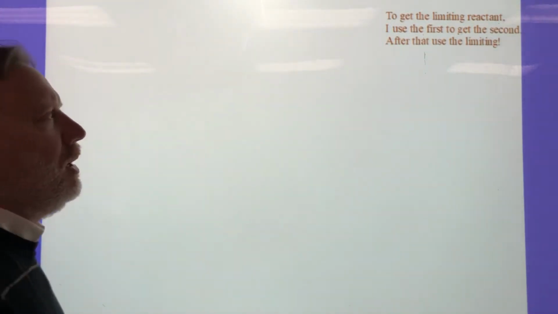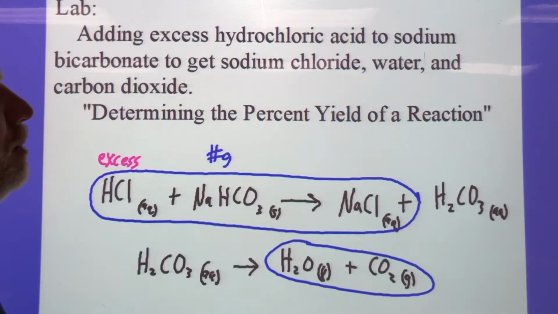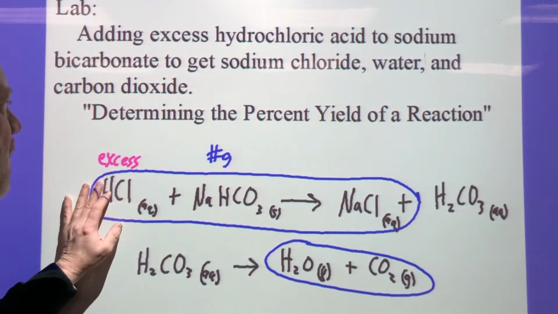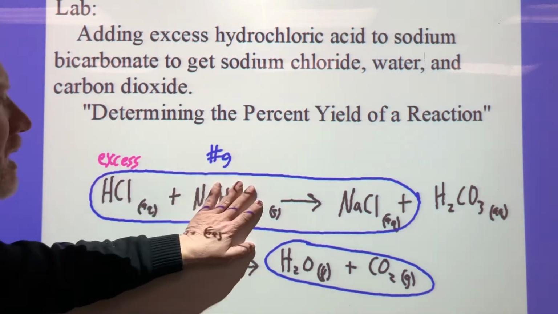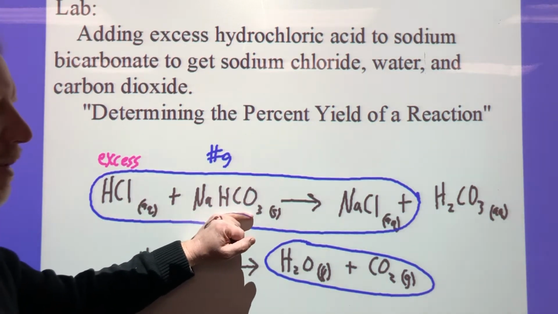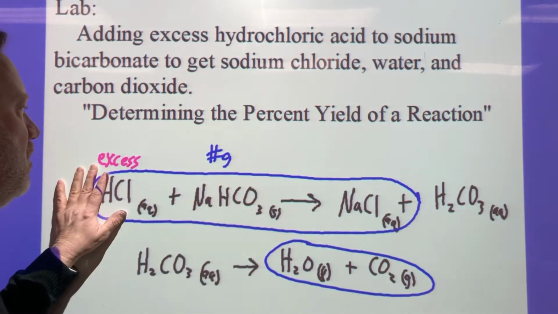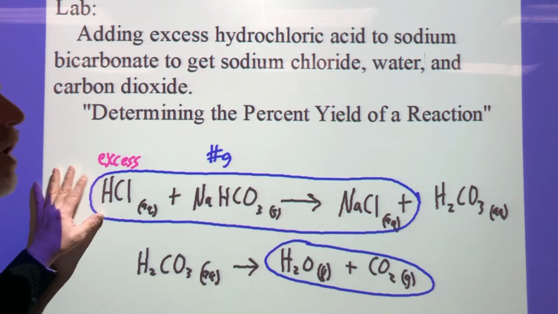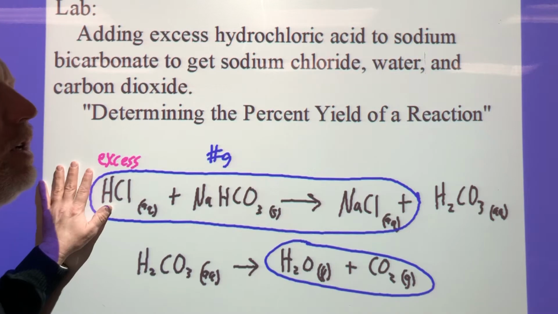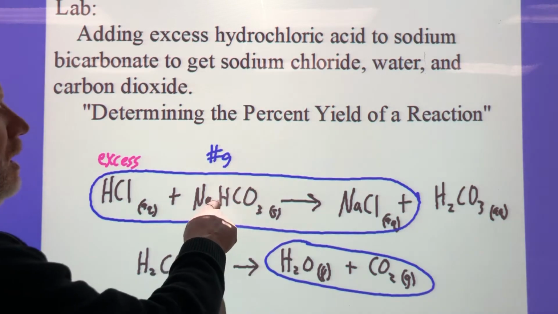Okay, when you do that calculation, I always use the first one to get the second one, and after that I use that to find the limiting reactant. So what we are doing is we already have a limiting and an excess. We already don't need to find it. This is sodium bicarbonate, baking soda. We're going to weigh out a certain number of grams of that, and we're going to use excess hydrochloric acid. You don't need to report how much hydrochloric acid you're using. Don't try to include it in your calculations. We already know it's excess. We're not going to run out of it. We are limited with this one.